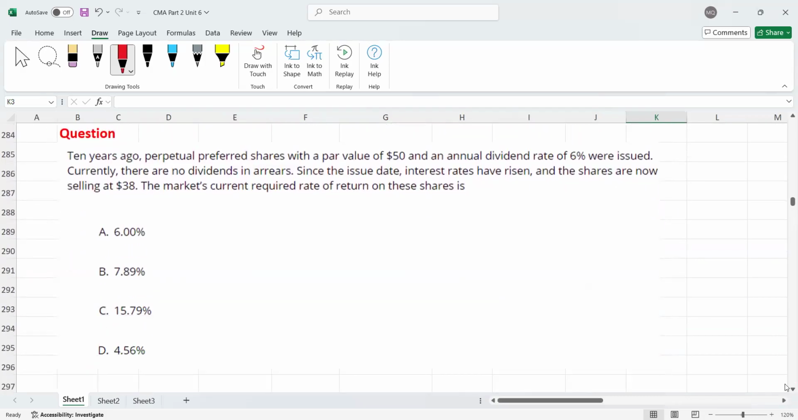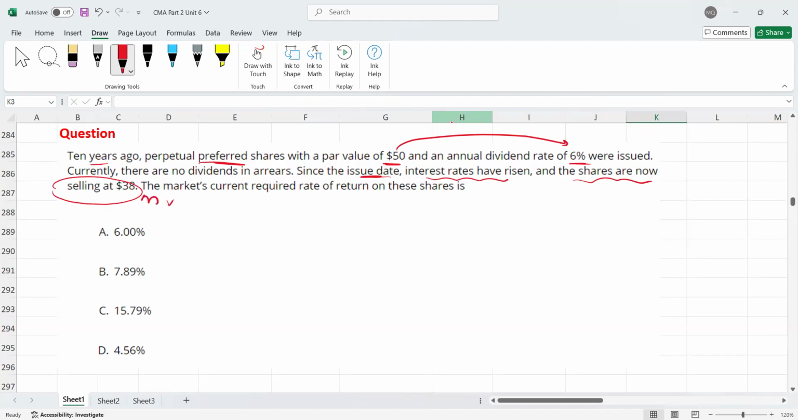I'm showing you one more similar question. For example, 10 years ago, perpetual preferred shares with a par value of $50. This is the par value, and the annual dividend rate is 6%. If I want to calculate the amount of dividend, I take the par value multiplied by the percentage of dividend. This will give you the amount of dividend. They say currently there are no dividends in arrears since the issue date. Interest rates have risen and shares are now selling at 38.